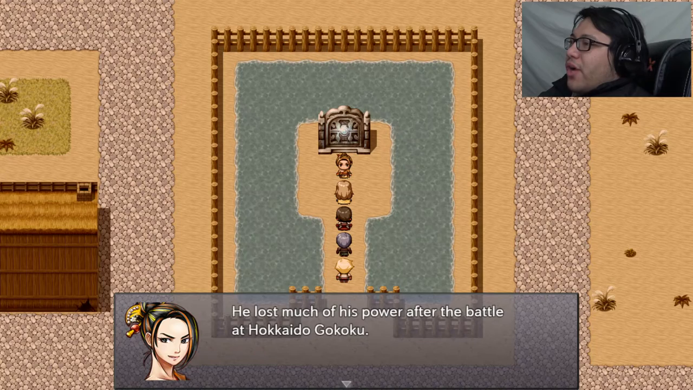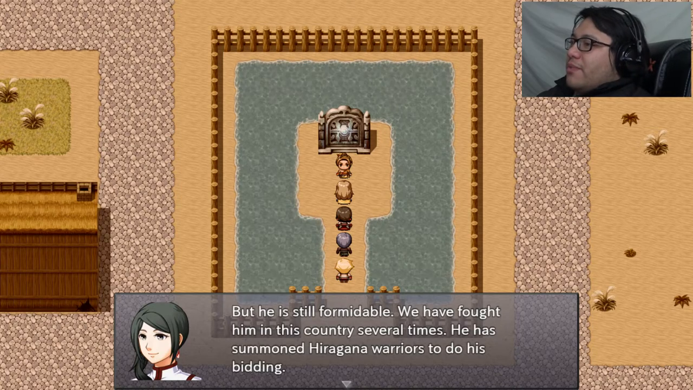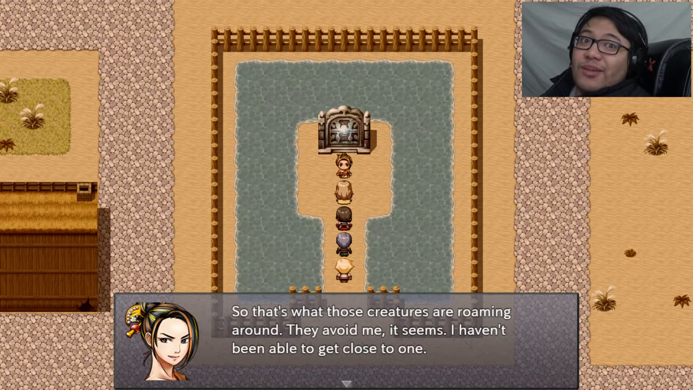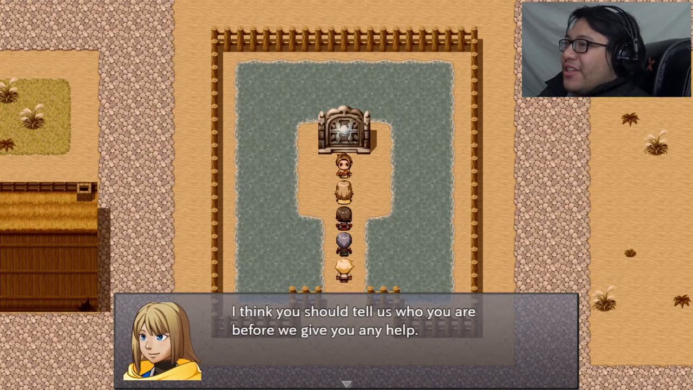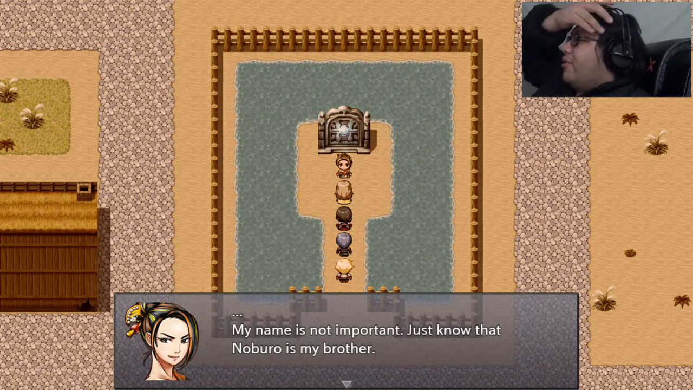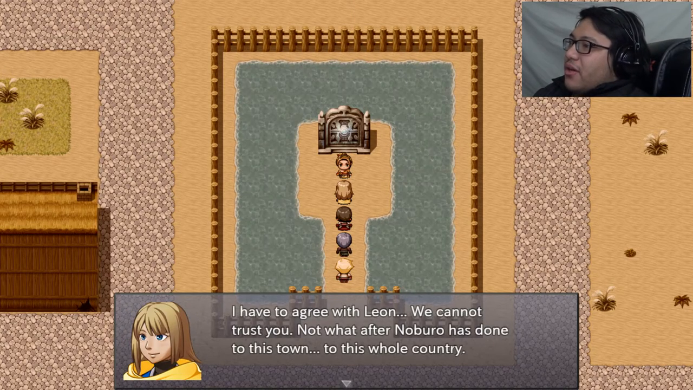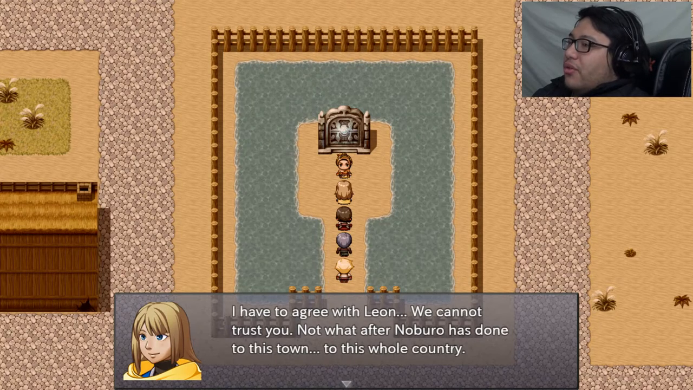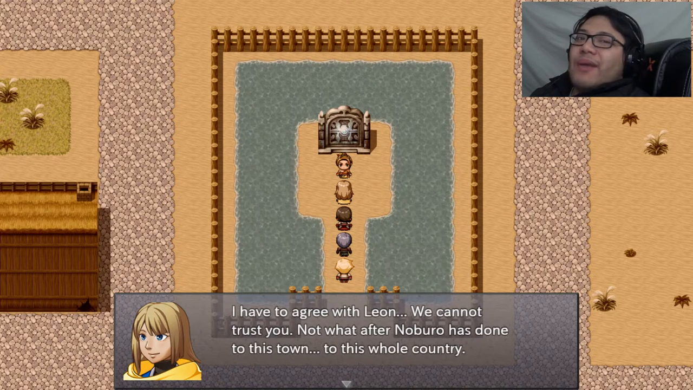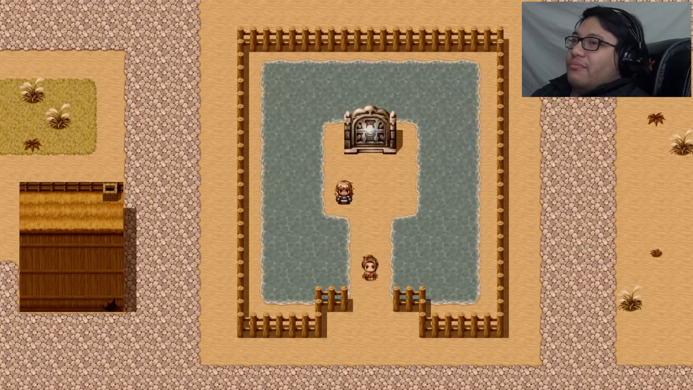He lost much of his power after the battle at Hokkaido Gokoku. But he is still formidable. We have fought him in this country several times. He has summoned Hiragana warriors to do his bidding. So that's what those creatures roaming around are. They avoid me, it seems. I haven't been able to get close to one. Really? Could you please come to my party so I don't have to fight them anymore? I think you should tell us who you are before I give you any help. My name is not important. Just know that Noboru is my brother. Okay, good enough. Your brother? No way. Claire, Misake, we can't trust this woman. I have to agree with Leon. We cannot trust you. Not after what Noboru has done to this country. To this town. To this whole country. People, you probably should want to trust this. I mean, this is probably very helpful info. So be it. Perhaps we'll cross again. Farewell. Oh, gee, thanks.